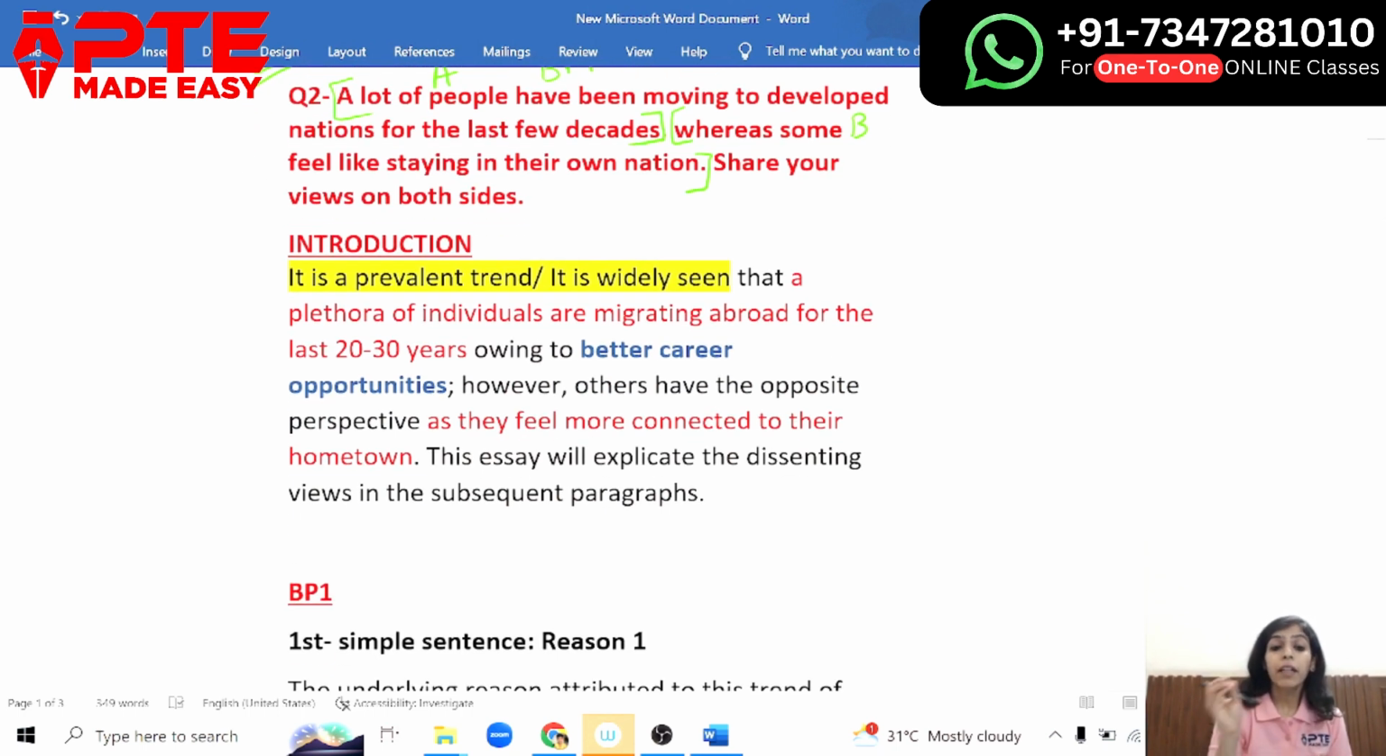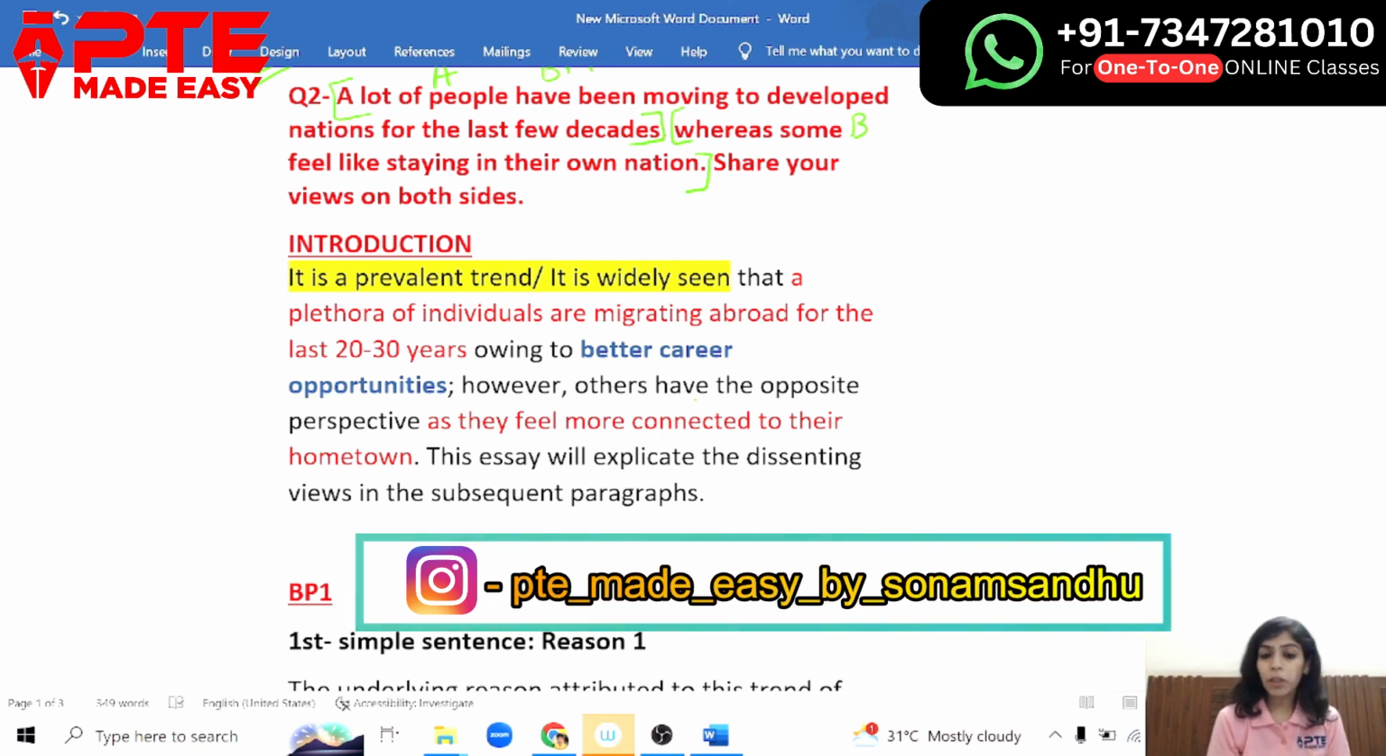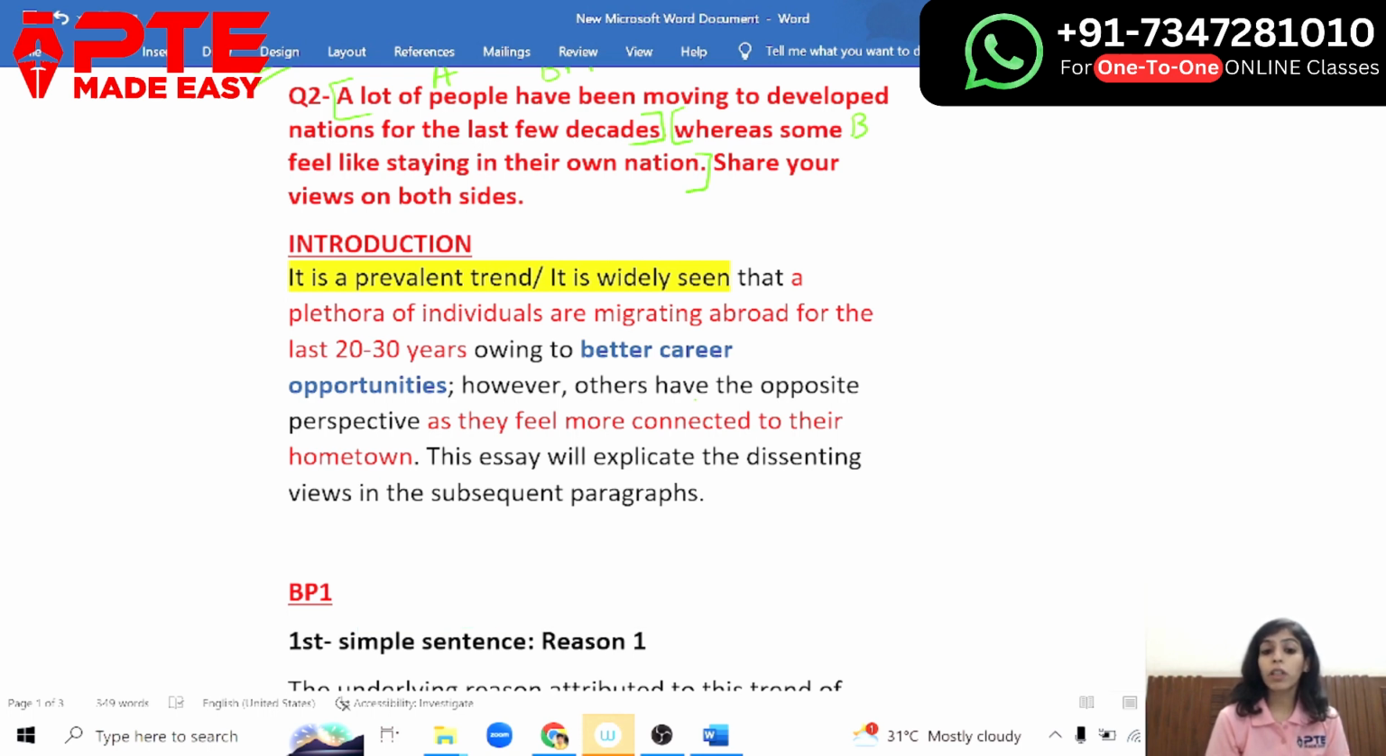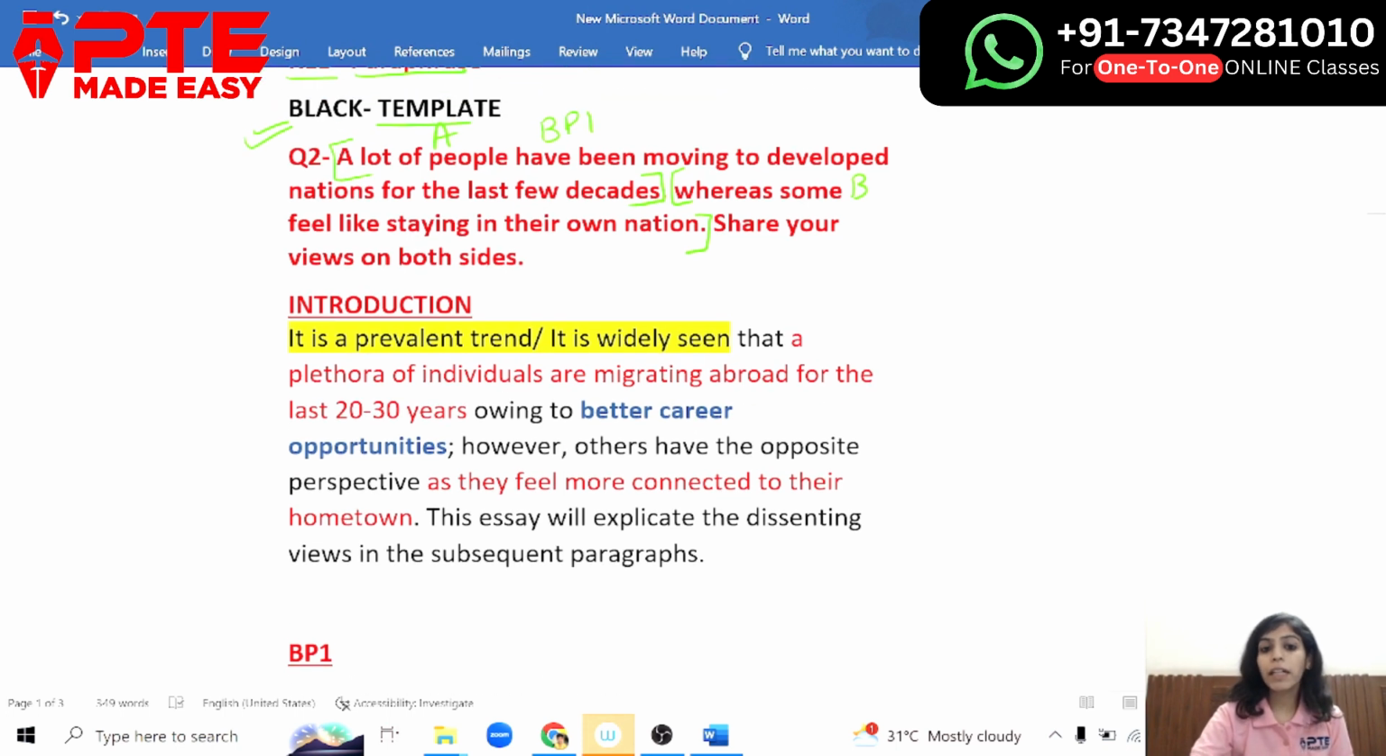Now, let's look at the template. You simply incorporate this template in any discussion essay or in any both-sided essay, in any essay in which they are asking about the two sides, then you are going to easily score well. Let's look at the introduction part. It is a prevalent trend, or it is widely seen that. You can use this particular line as it is. A plethora of individuals are migrating abroad for the last 20-30 years. So clearly, a lot of people, we have used synonym, a plethora of individuals have been moving to, are migrating abroad for the last 20-30 years. Last few decades, 20-30 years.